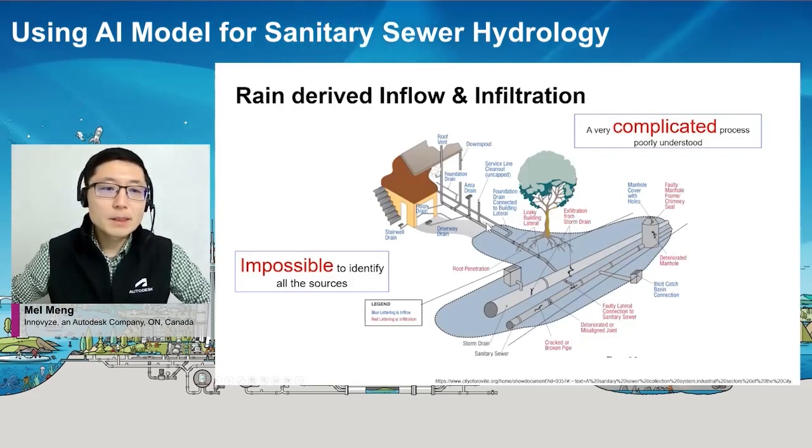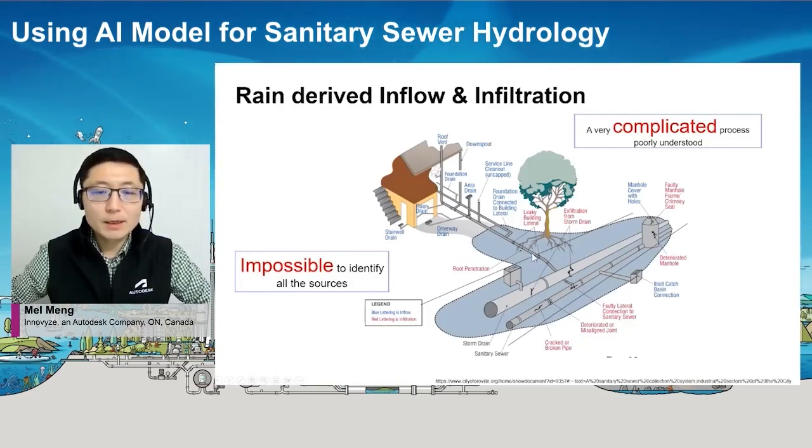And as you can see, that is a very long journey, and there are so many places water from outside the pipe can get into the sanitary sewer pipes. From the defects, like the tree roots at the joints, or some of the defects on pipes, on the manholes, or even some connections from catch basins. As you can see, this is a very complicated process, and also it's almost impossible for us to identify all the different sources.